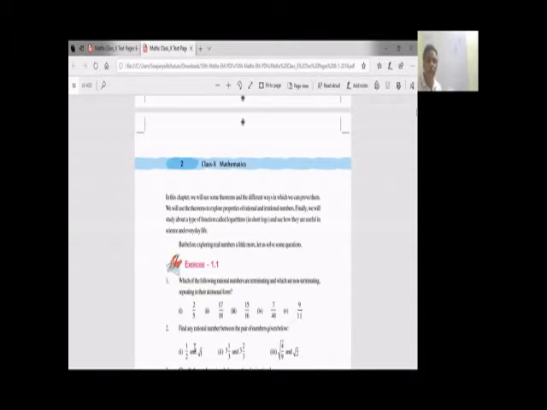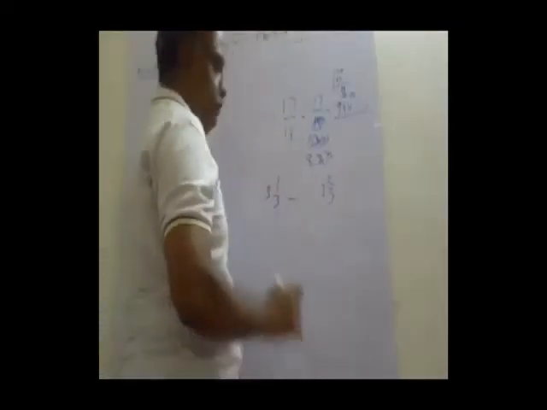Now you see the second one. Find any rational number between the pair of numbers given below. Let us see first, 1 by 3 and 2 by 3. 1 by 3, 2 by 3. See here.